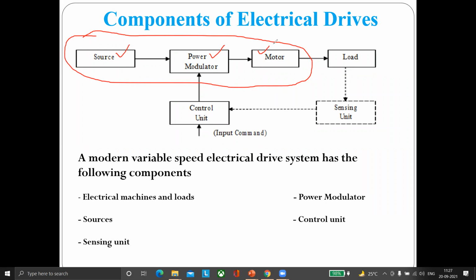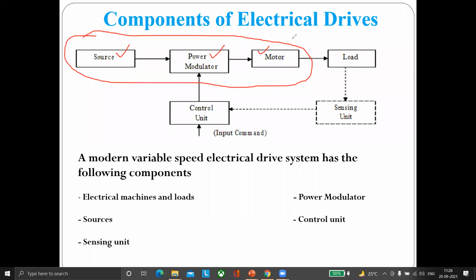This whole system is designed for controlling the motion of this load, for controlling the speed of this load, for controlling the velocity of this load. This system can be called a drive. So we can say the drive can be defined as the combination of the electrical source, power electronic modulator, and electrical motor. Can we give the definition like this also?